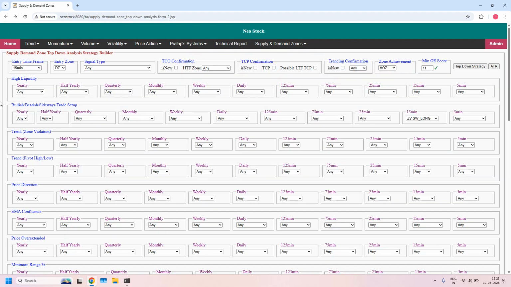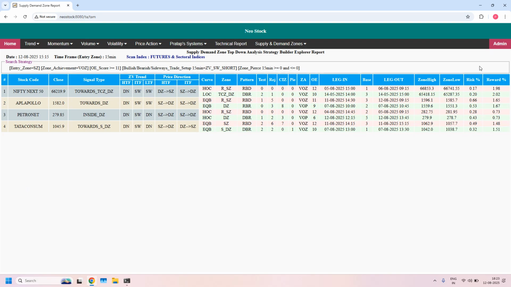Okay, next. Sideways short trade setup. Sideways short trade setup, entry time frame 15 minutes supply zone, and also here sideways short. We got 4 stocks. Entry time frame zones are 15 minutes supply zones.